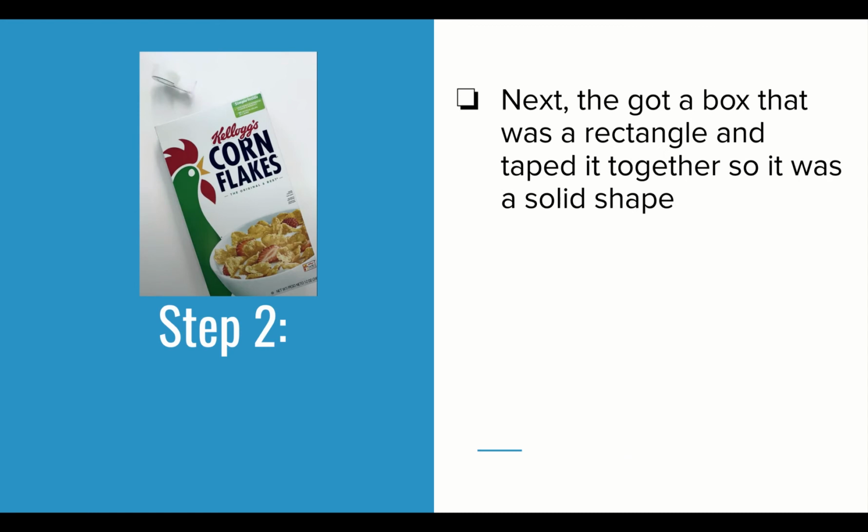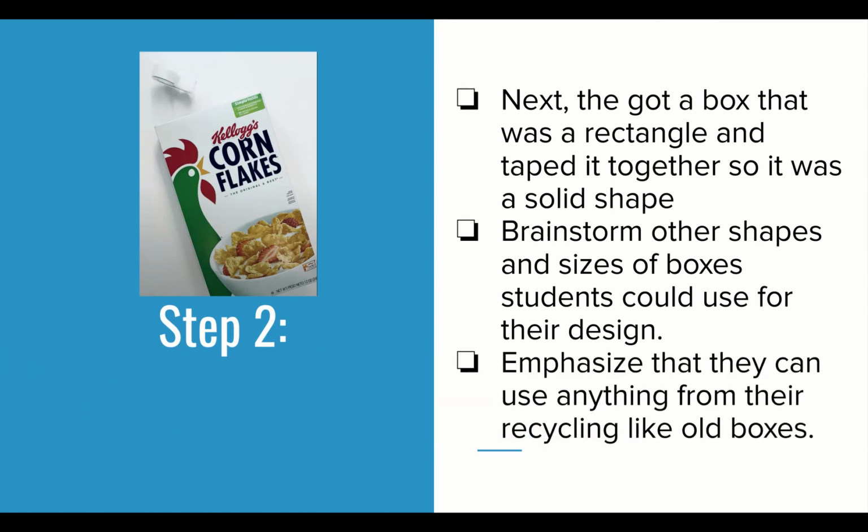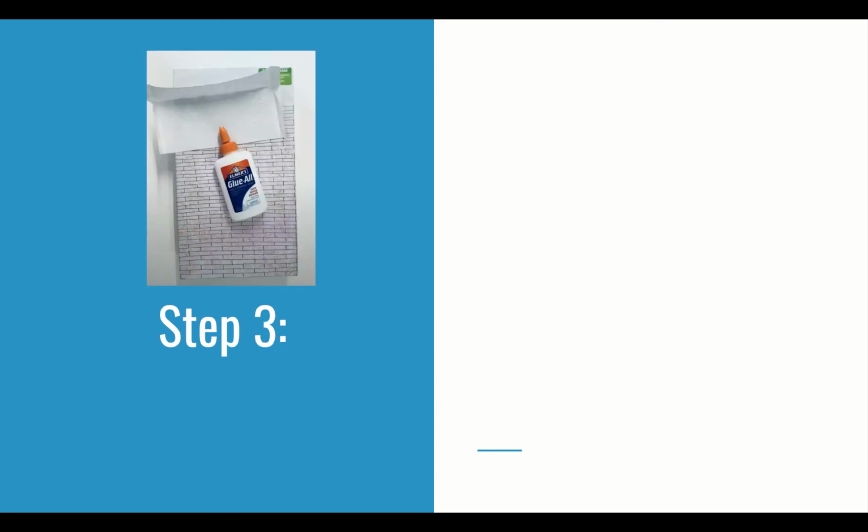Next, they got a box that was a rectangle and taped it together so it was a solid shape. Brainstorm other shapes and sizes of boxes students could use for their design. Some of the examples in the pictures were milk cartons. Maybe they have a box from some sort of delivery. Emphasize that they can use anything from their recycling, anything they have around the house. If it's in the classroom, students could bring in something that they saved at home.